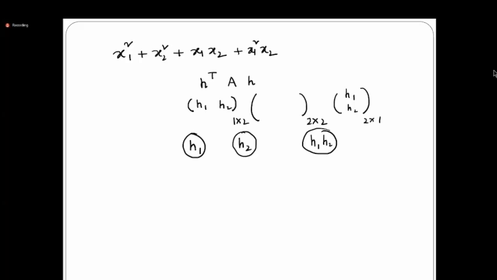Is it okay to you about the quadratic form, when a polynomial will be called a quadratic form? Sir, can you repeat this part again?